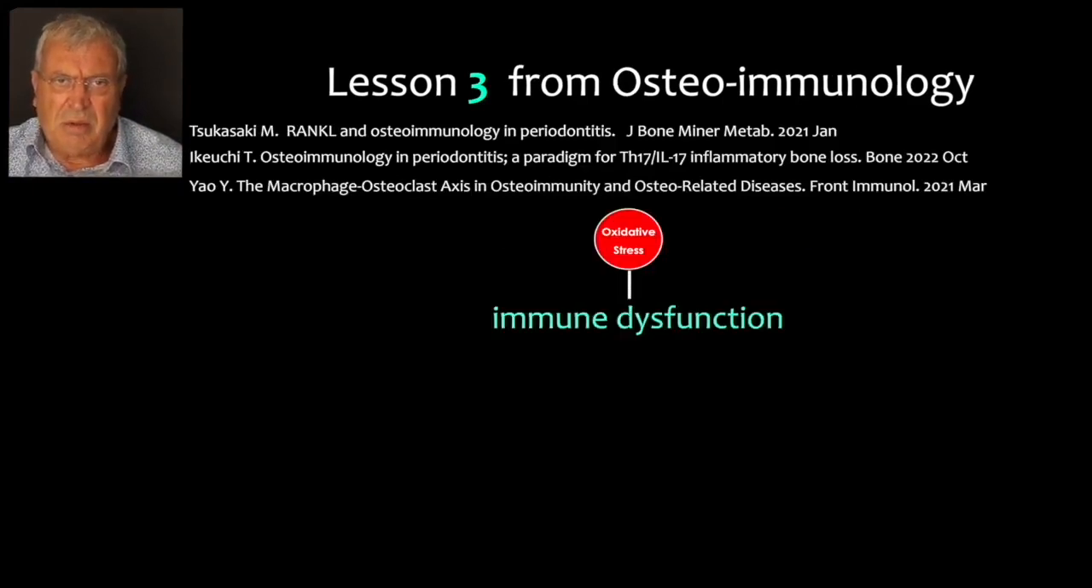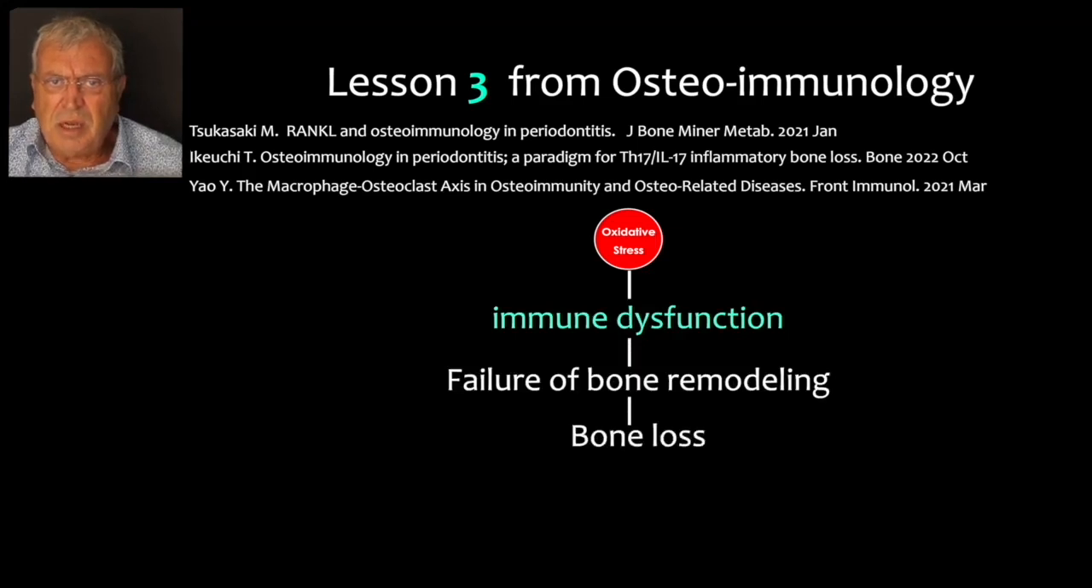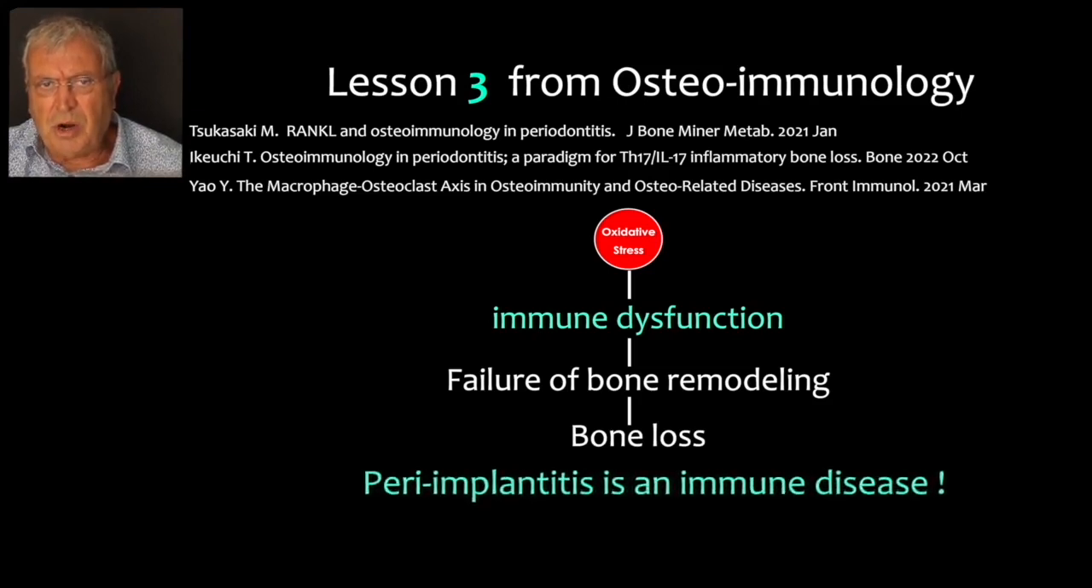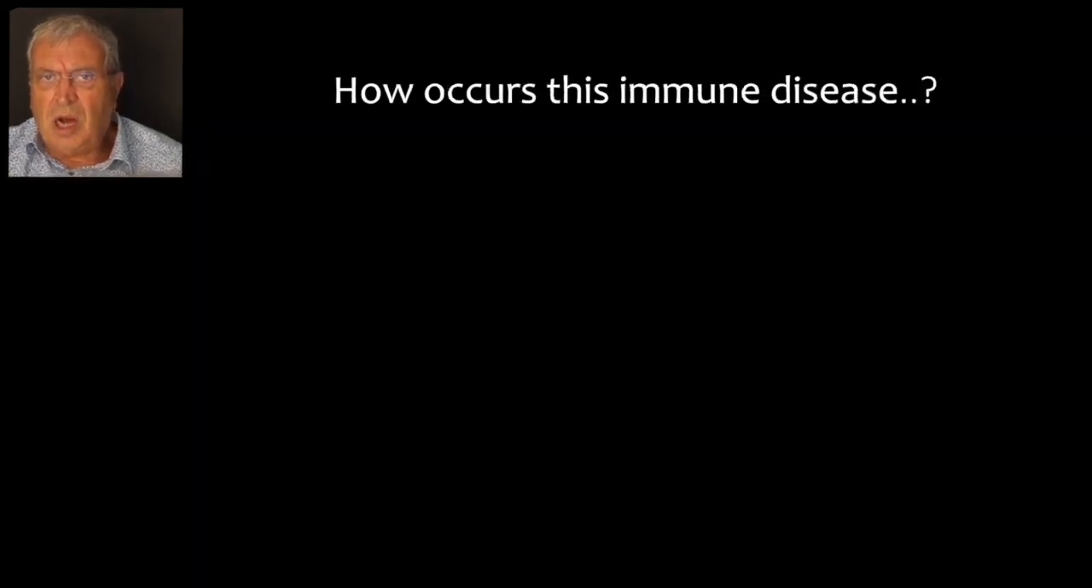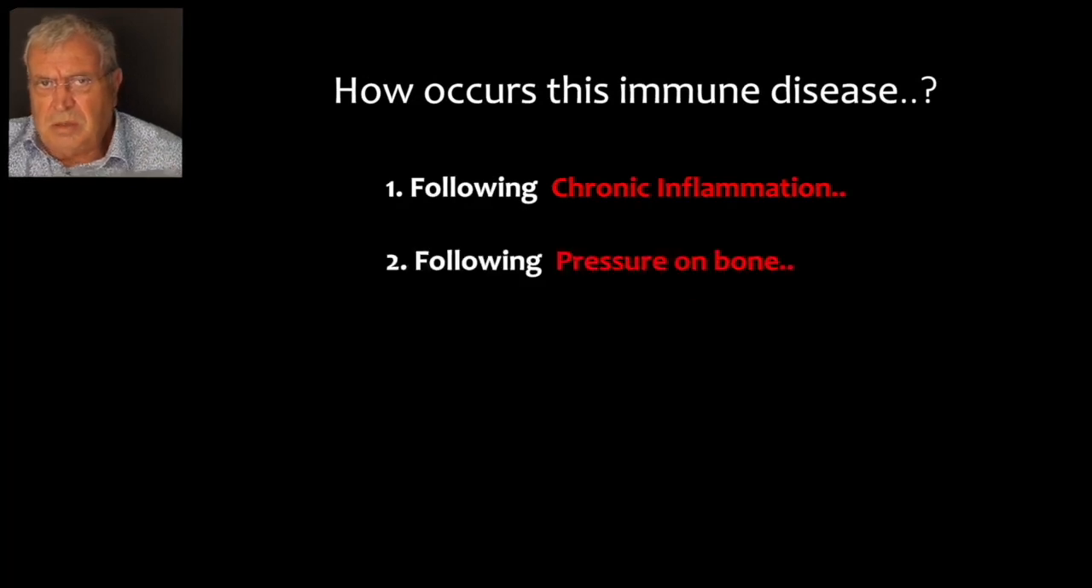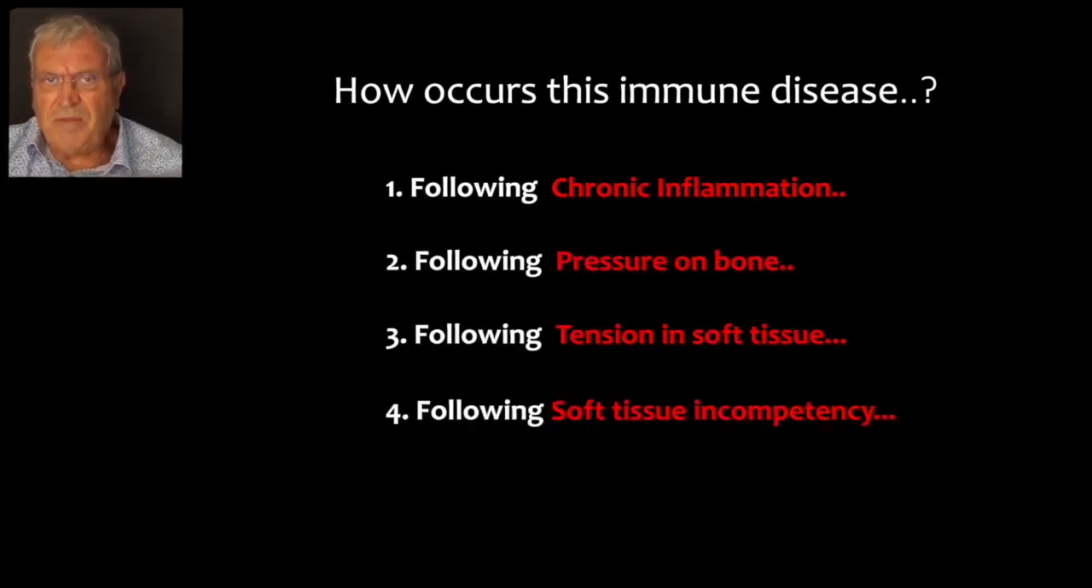Lesson 3: we know what happens after oxidative stress: immune dysfunction and bone loss. Then we should regard periimplantitis as an immune disease. The question is, how does this immune disease occur? We know, following chronic inflammation, following pressure, following tension, and following soft tissue incompetency.